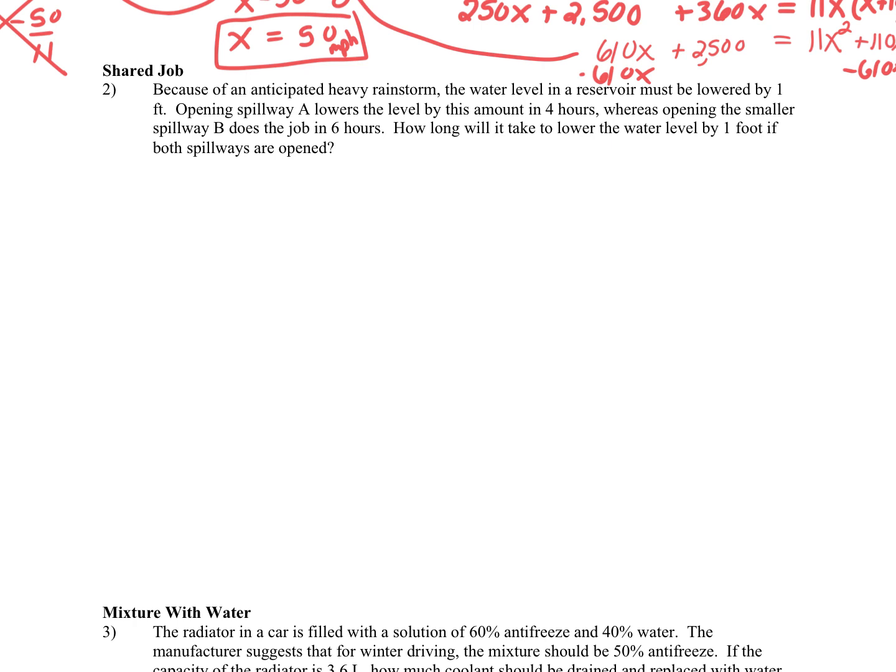So a shared job. It says because of an anticipated heavy rainstorm, the water level in a reservoir must be lowered by 1 foot. Opening spillway A lowers the level by this amount in 4 hours. So spillway A, it takes 4 hours to lower it 1 foot. Opening smaller spillway B takes 6 hours to do this. It's smaller, so it takes a longer time for the water to come through. How long will it take to lower the water by 1 foot if both spillways were open?